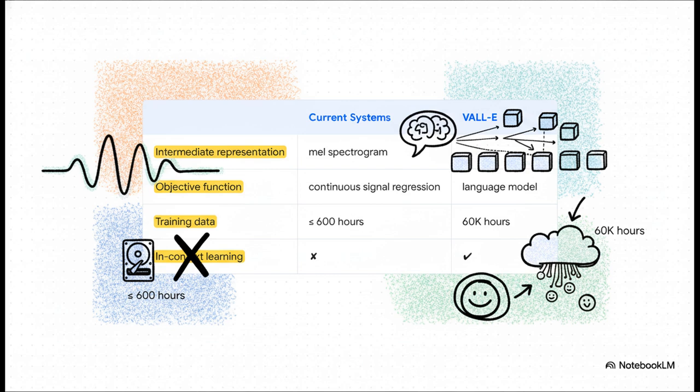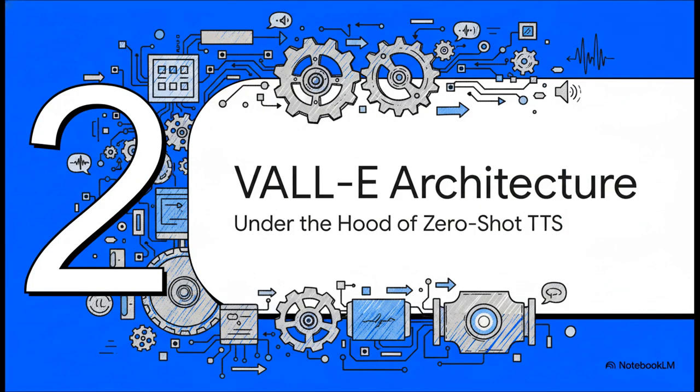And that's a huge deal because it means VALL can be trained on a mind-boggling 60,000 hours of semi-supervised data. That's 100 times more than usual. The result? Well, you get true in-context learning, the ability to learn a new speaker from a tiny prompt, just like a large language model does with text. All right, so we've covered the why. Now let's get into the how. Let's pop the hood and see the specific components that make this whole new paradigm actually work.